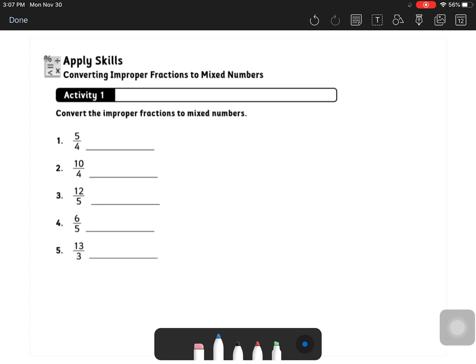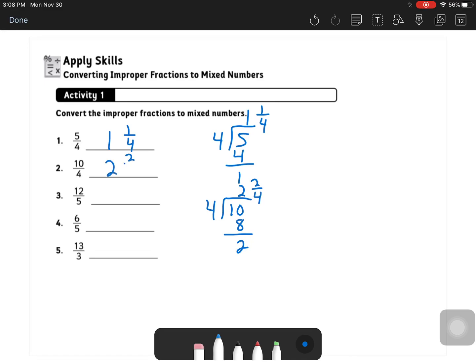Okay, in the applied skills section, we're just going to convert these improper fractions into mixed numbers. So we'll kind of do our scratch work out here. So 5 divided by 4. 4 can go into 5 just once. 1 times 4 is 4. There's a remainder of 1. So that would be 1 and 1/4. For number 2, I've got 10 divided by 4. 4 can go into 10 twice. 2 times 4 is 8. 10 minus 8 is 2, so I get 2 and 2/4.